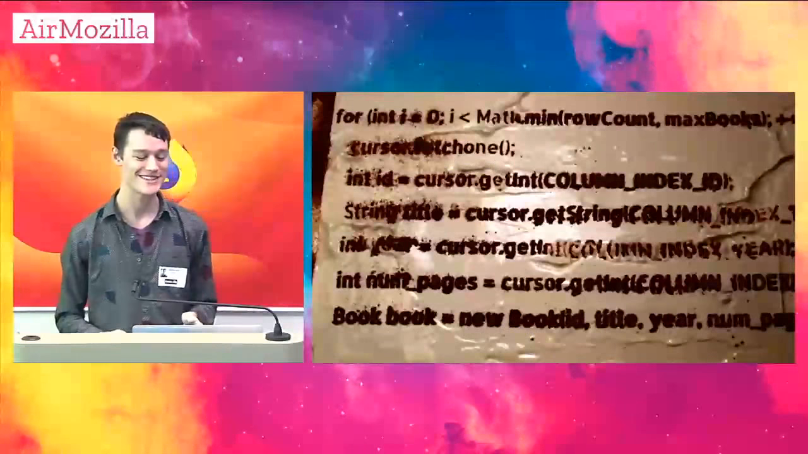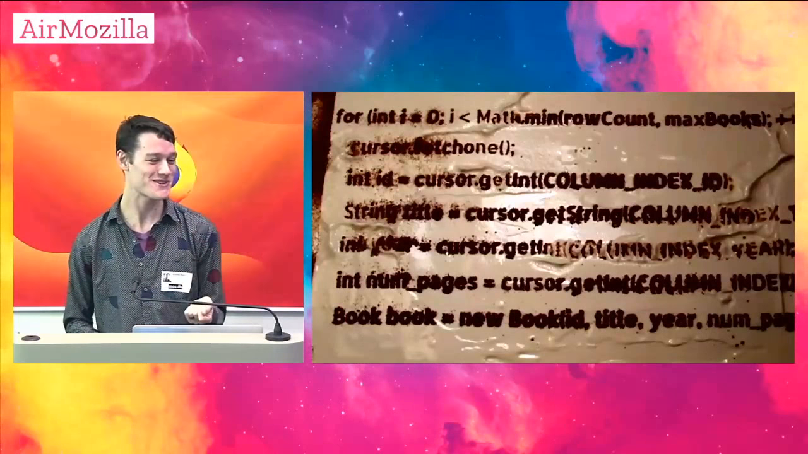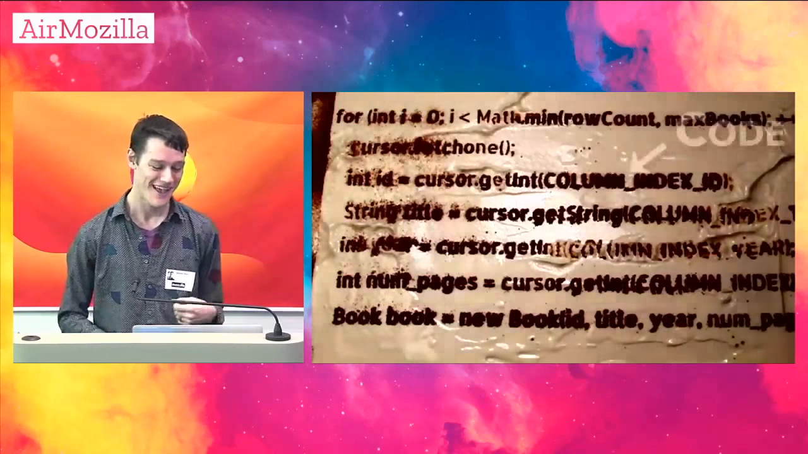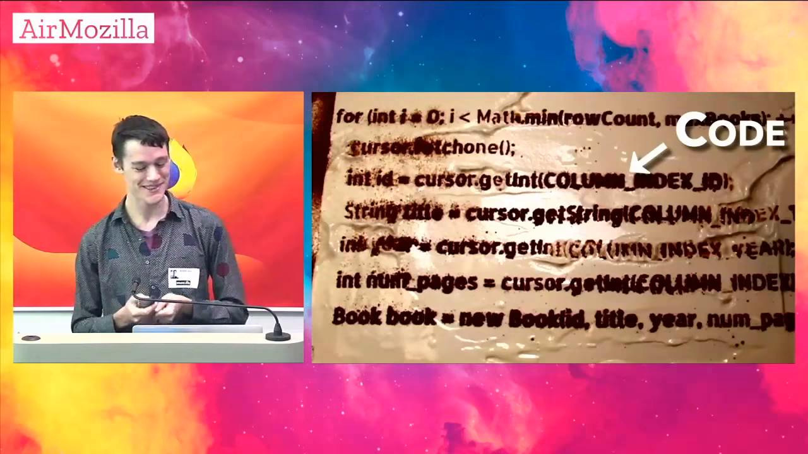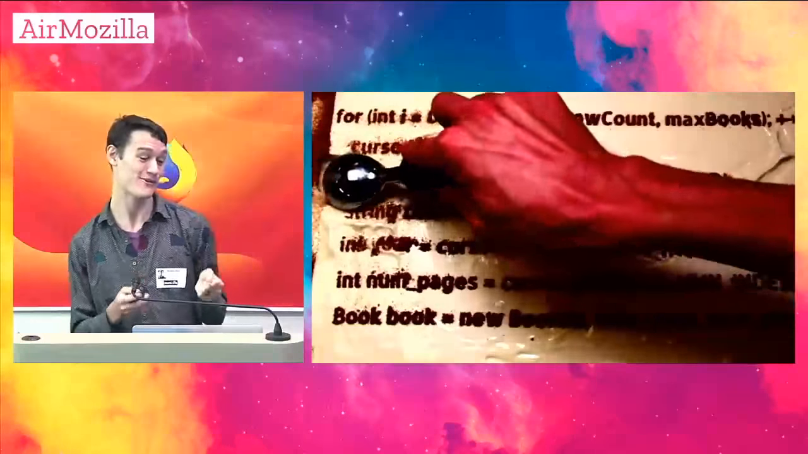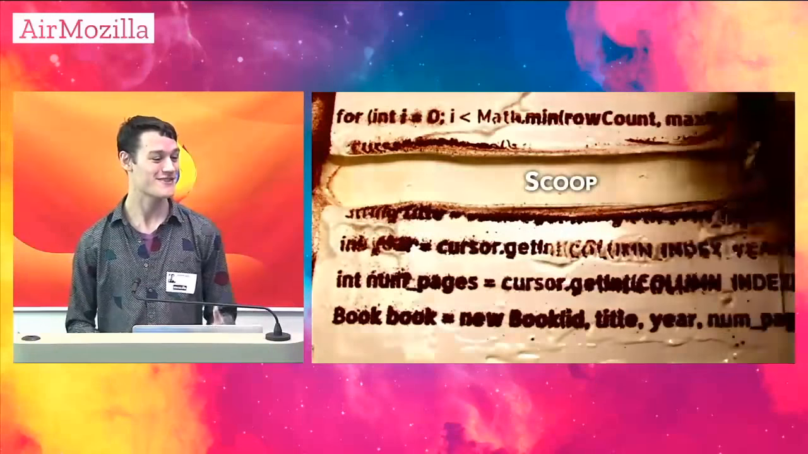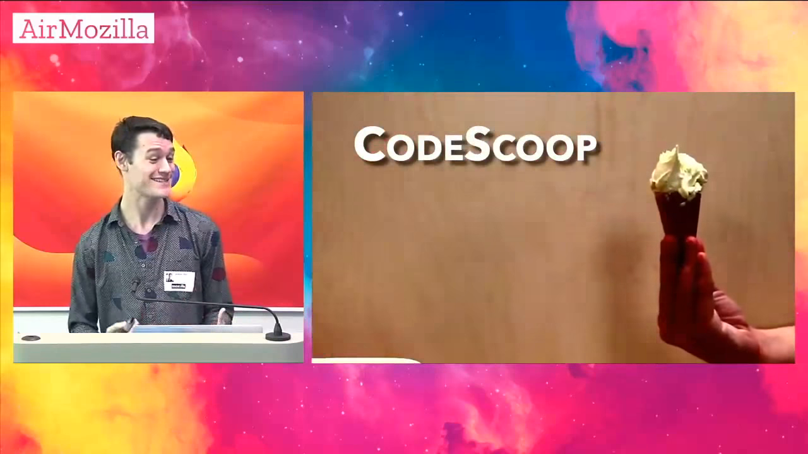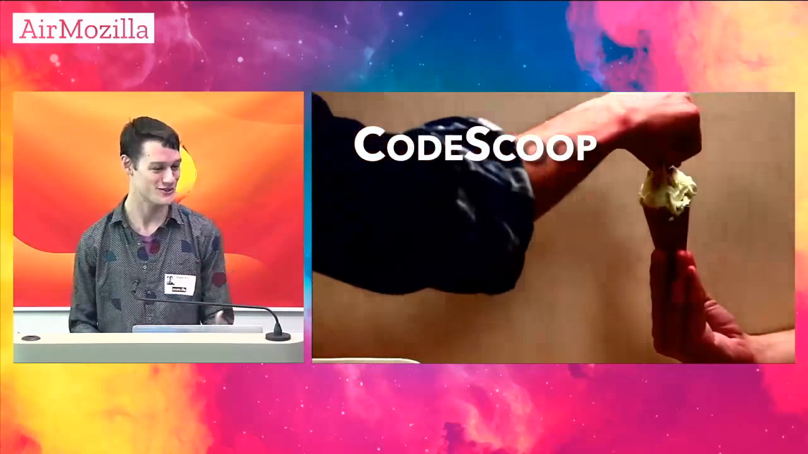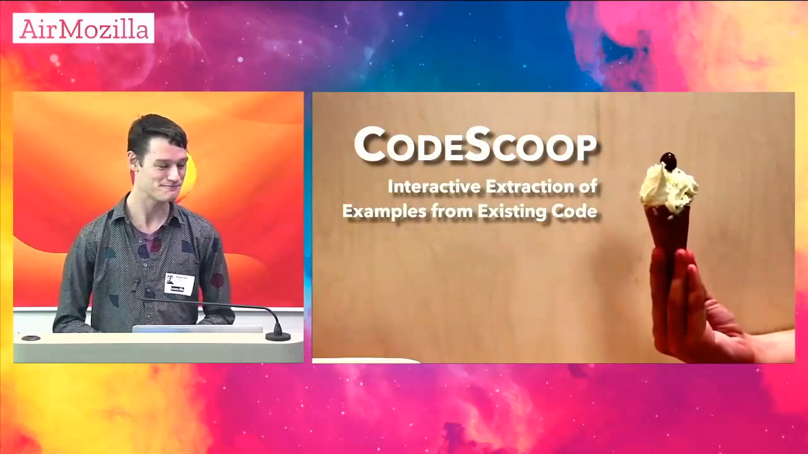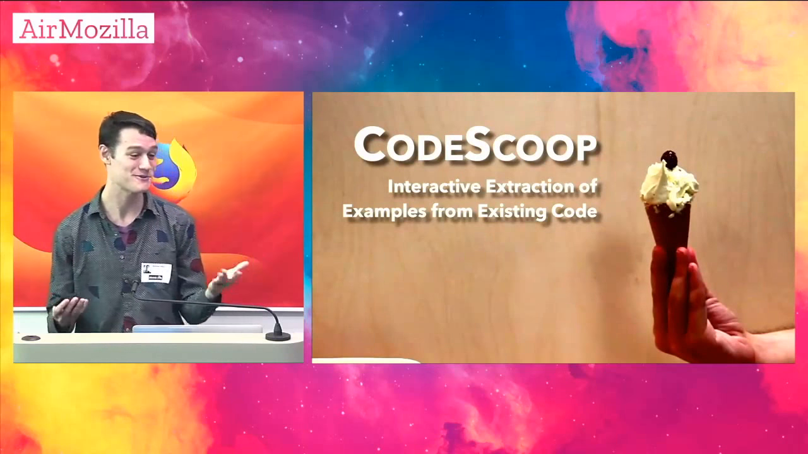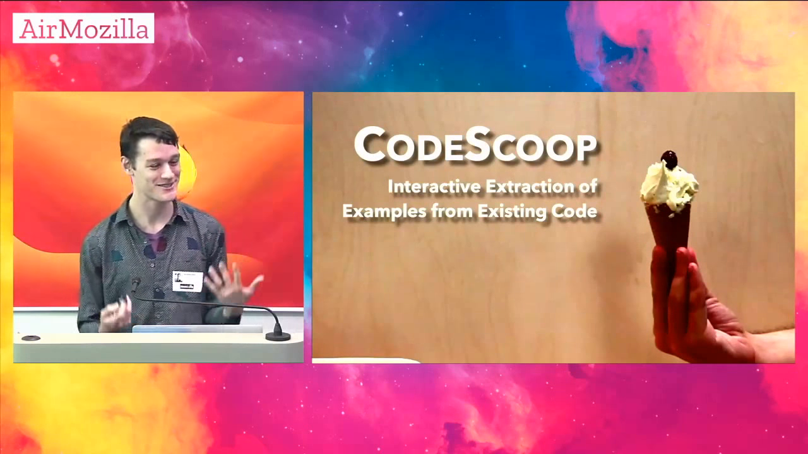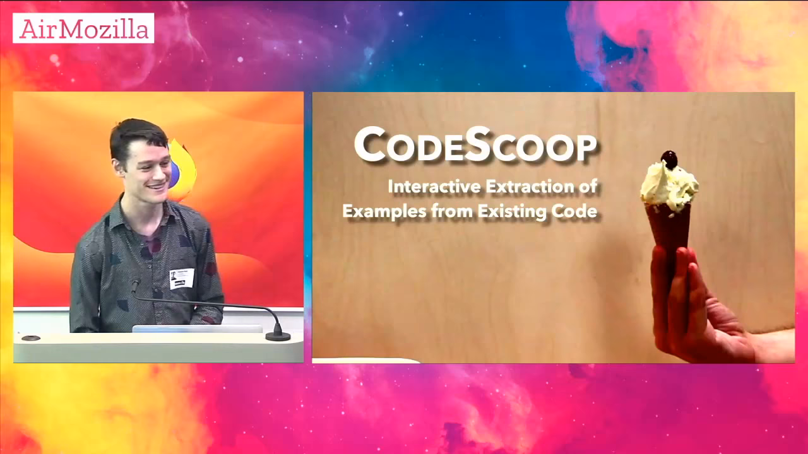The vision of this was, say that that piece of code is this tasty ice cream. We wanted to make a tool that made it possible to scoop out the relevant parts of the code and serve it up as a tasty example for other programmers to consume, play with, and read. And we called it Code Scoop because we were designing this scooping interaction for code examples.